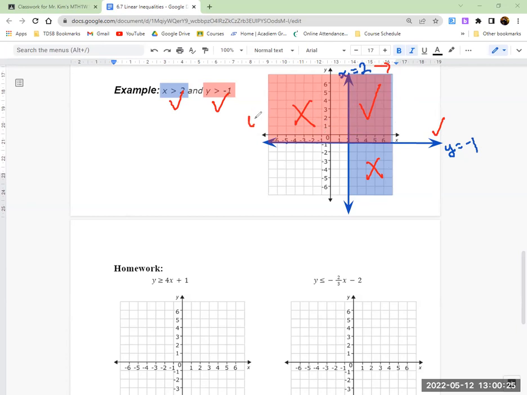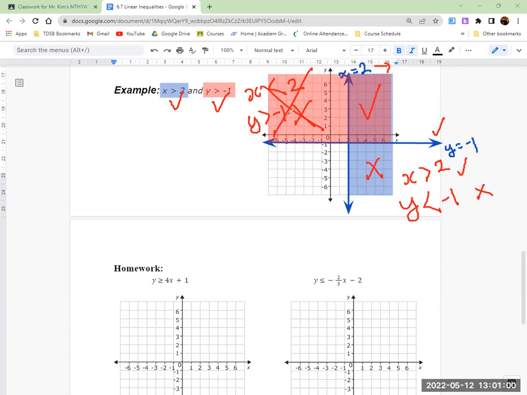In this area, y is above -1, but x is smaller than 2, so it does not work. Same with this side: the x is greater than 2, yay, but the y value is smaller than -1, not yay. Being able to look at a graph and talk about it to give me an equation is going to be a very useful thing for this evaluation coming up.